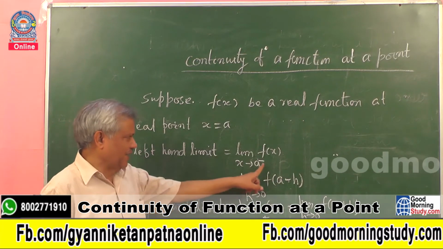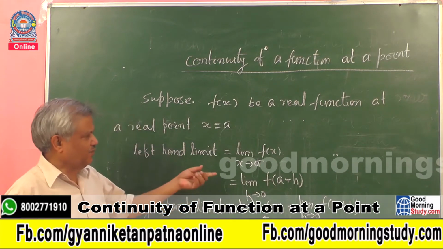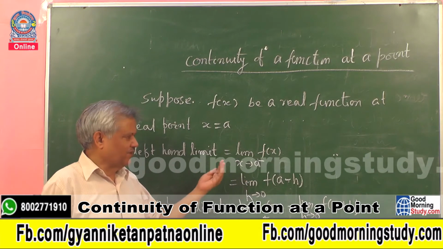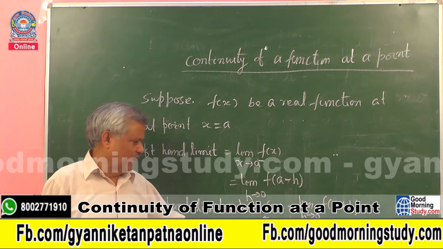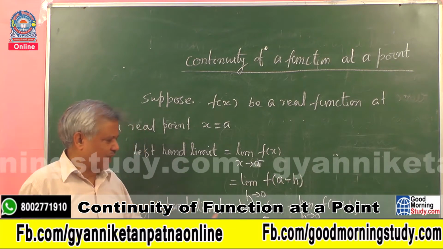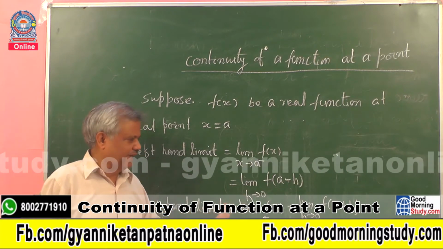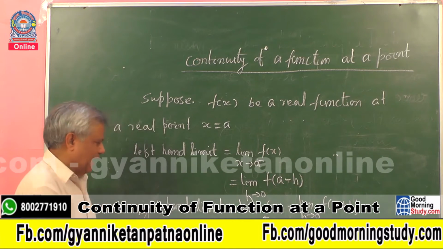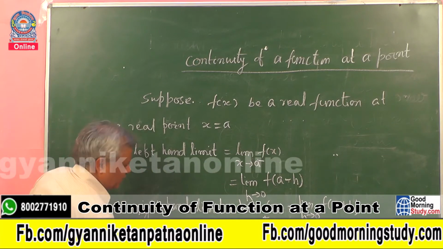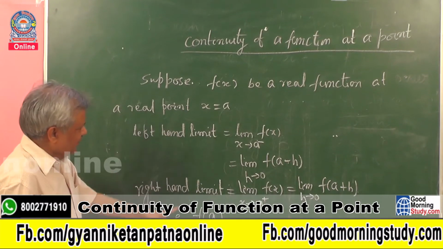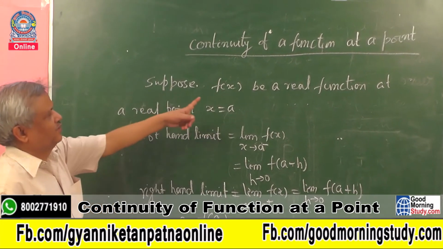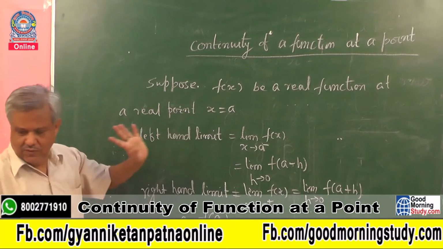x tends to a minus, meaning thereby x will approach to a from the values smaller than a towards a, and x approaches to a plus means x will approach towards a from the values greater than a, and the functional value, the value of the function f(a). If the three be equal, then the function is said to be continuous at x is equal to a.